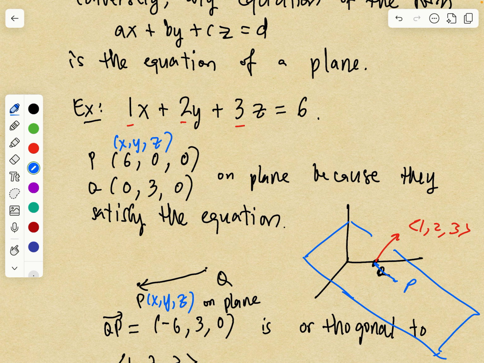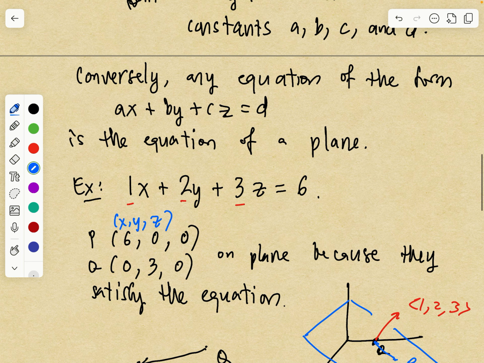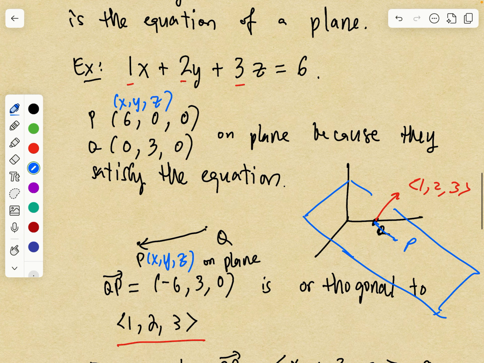You can do the same thing. See, here I worked with a specific example where A, B, C, and D were 1, 2, 3, and 6, but it works in general. So that explains why ax plus by plus cz equals d is the equation of a plane. And we know that a normal vector is going to be a, b, c.